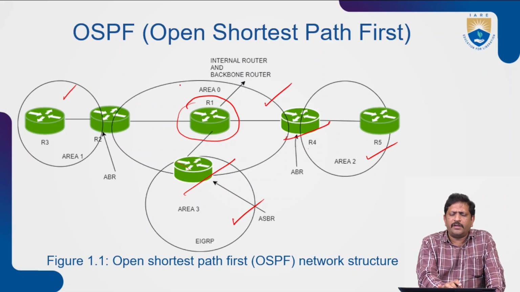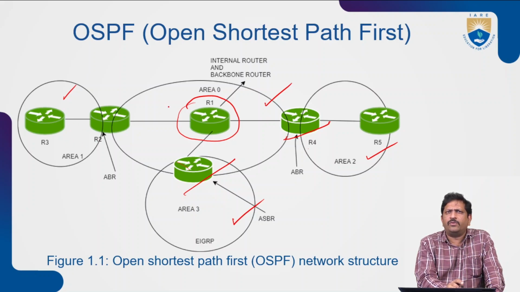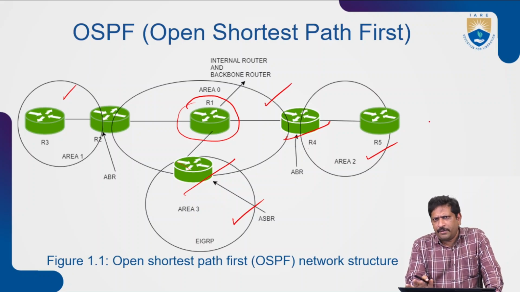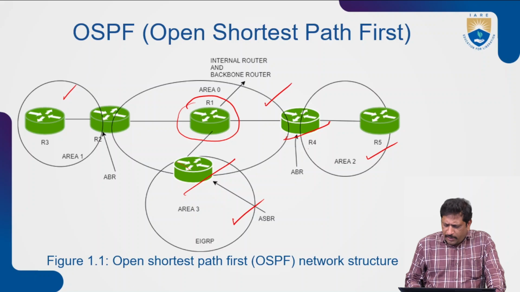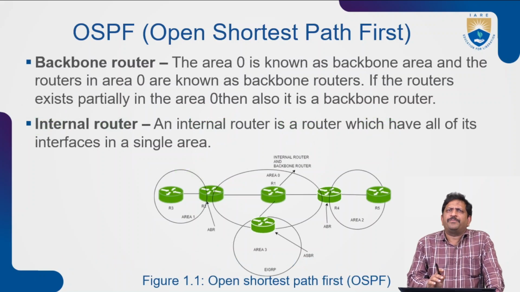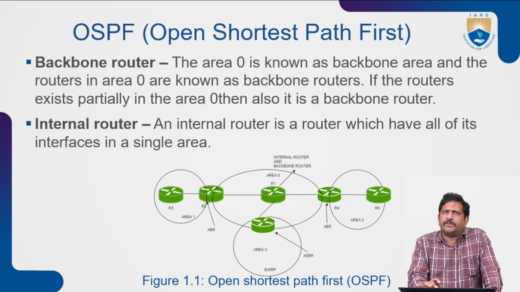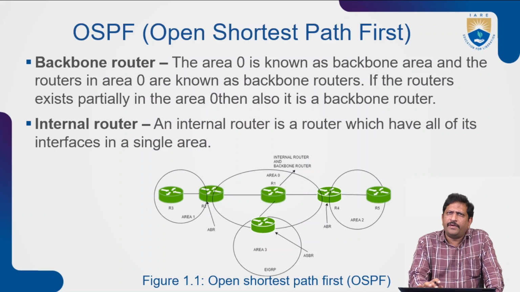That means whatever devices are in area 0 will be communicated with the area 1 devices. Why? With the help of these common routers, connectivity can be done to the devices of both areas. This is the structure of Open Shortest Path First. Here are the rules, that means the router roles are different.